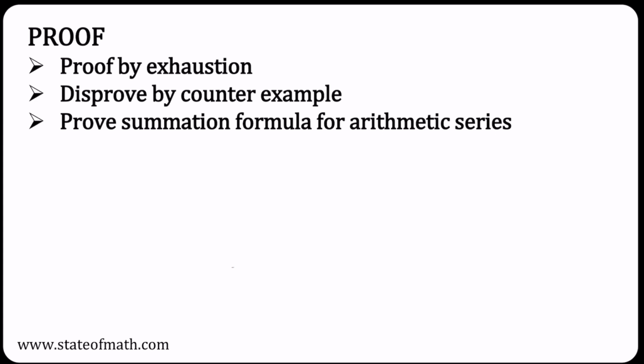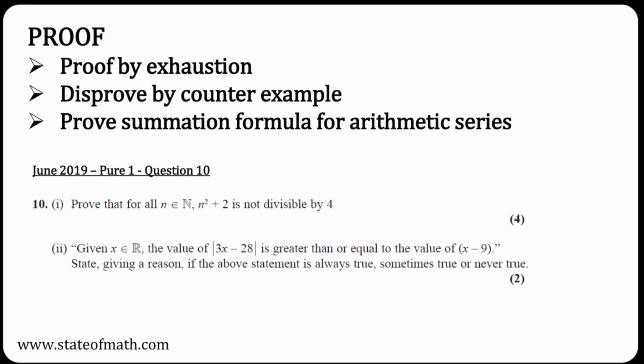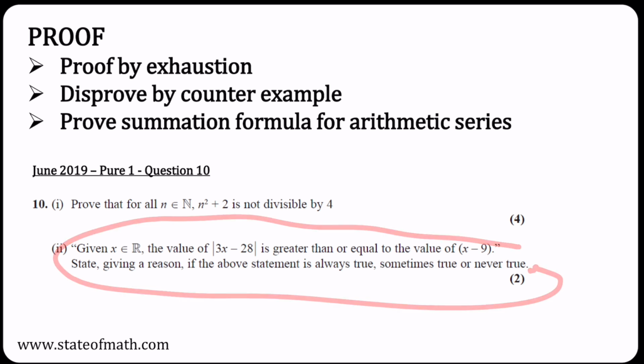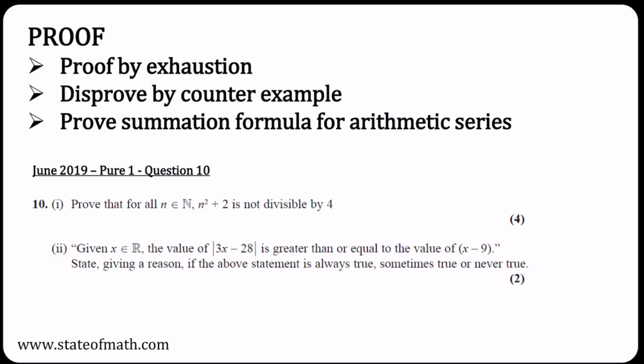paper could be a proof by exhaustion, disproof by counterexample, or proving the summation formula for the arithmetic series. One example is what appeared in June 2019 in QR1's question 10. The first one is using proof by exhaustion, where you consider n being odd and n being even to prove that n squared plus 2 is not divisible by 4. And the second part, you need to give one example where the statement is true, one example where the statement is false, to conclude that the given statement is sometimes true.